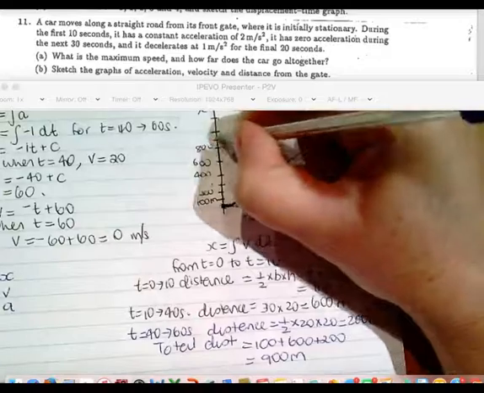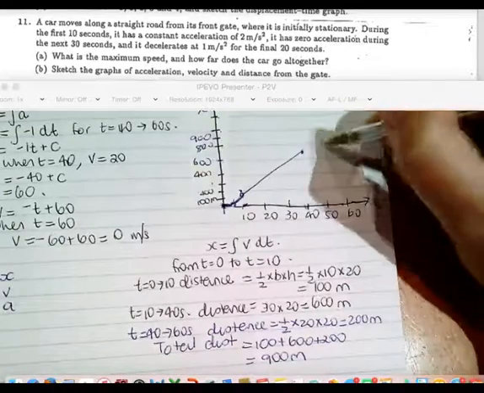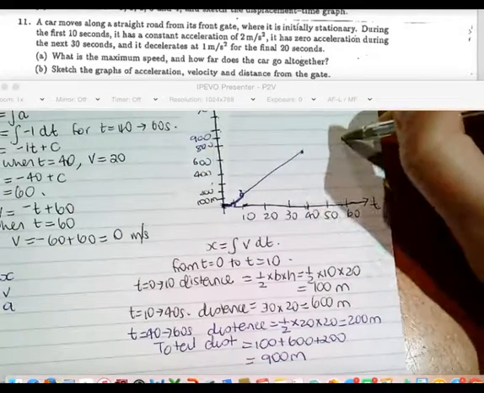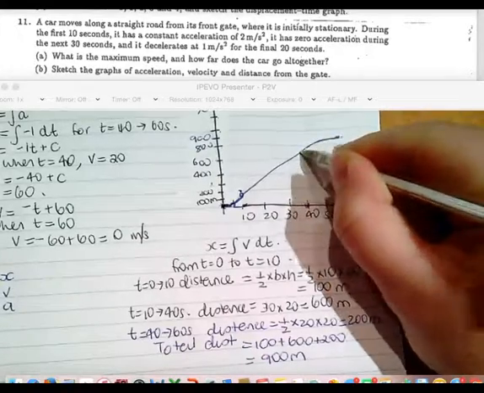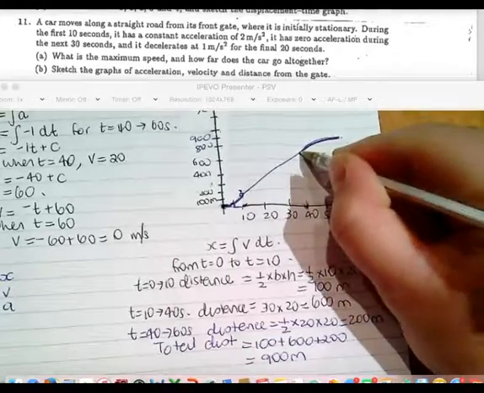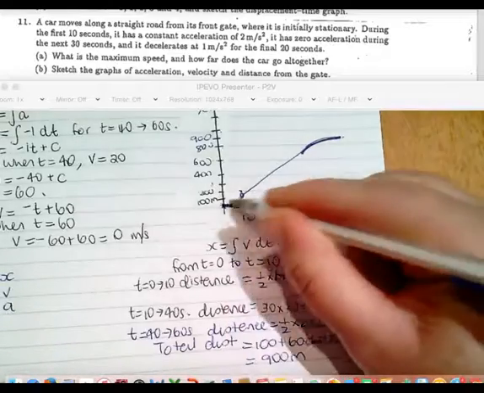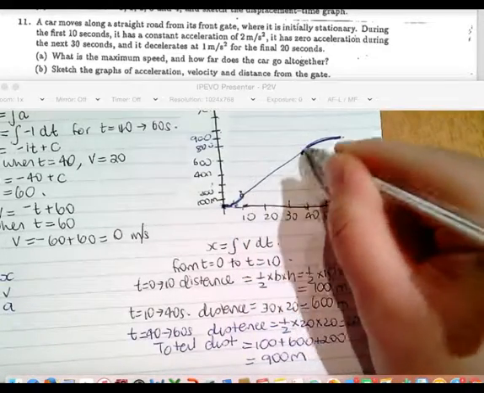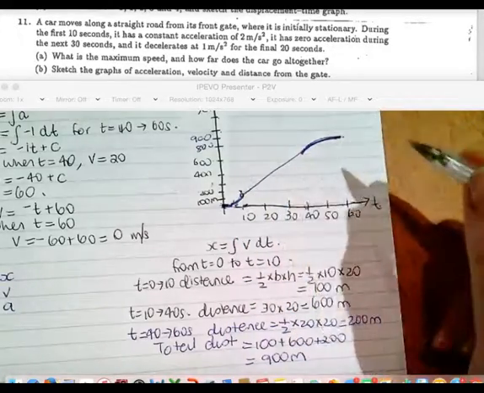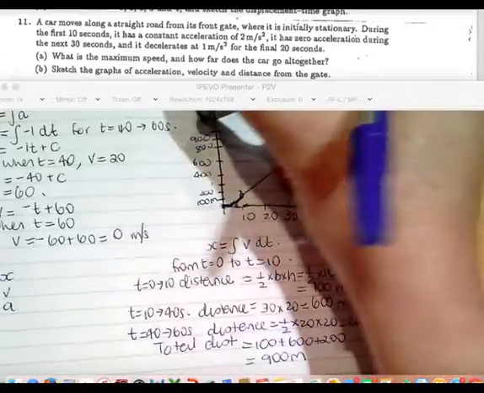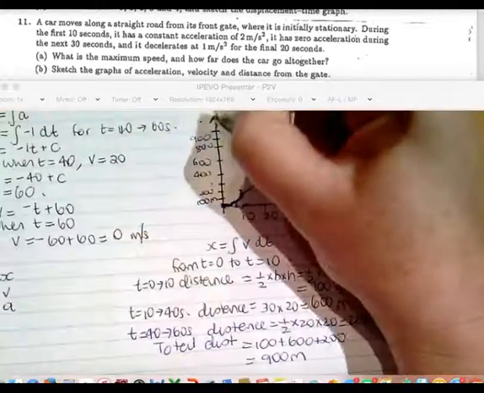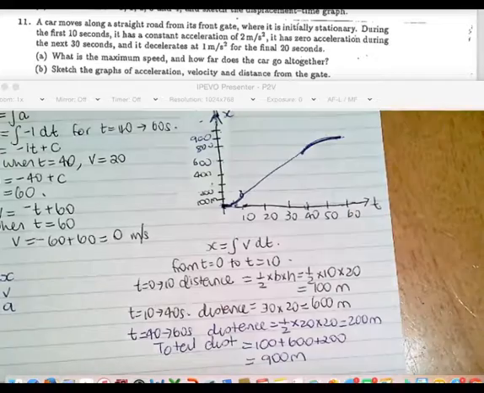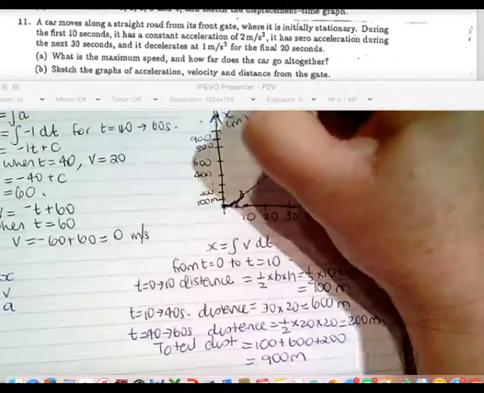So we end up in the end at 900 meters, and that happens after 60 seconds, and this curve is downwards. It goes like that, concave down. And you want concave up, straight line, concave down. Okay, so that is the displacement graph. Okay, and that's in meters.